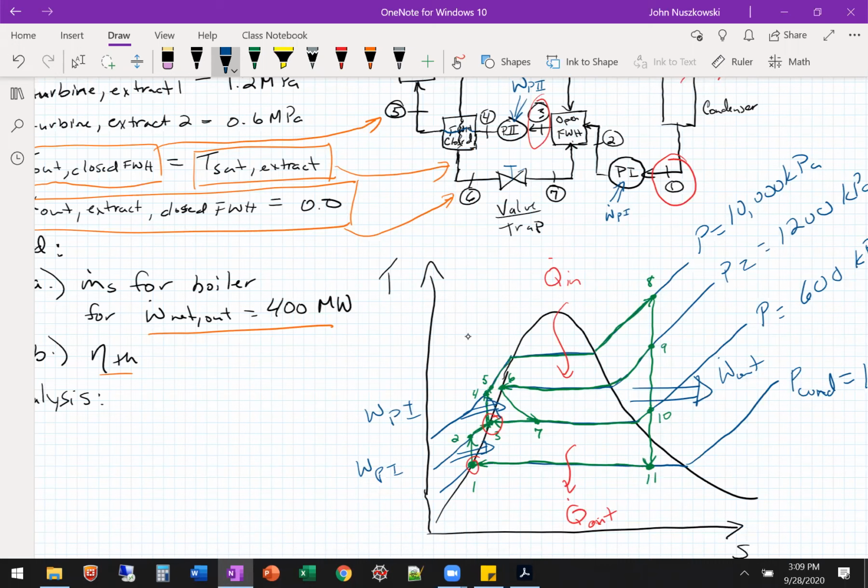Okay, so 9 takes us to 6 because they gave us that 6 was a quality of 0, and then a constant enthalpy process to 7, and then that mixes with 10 and 2 to give us 3. Okay.